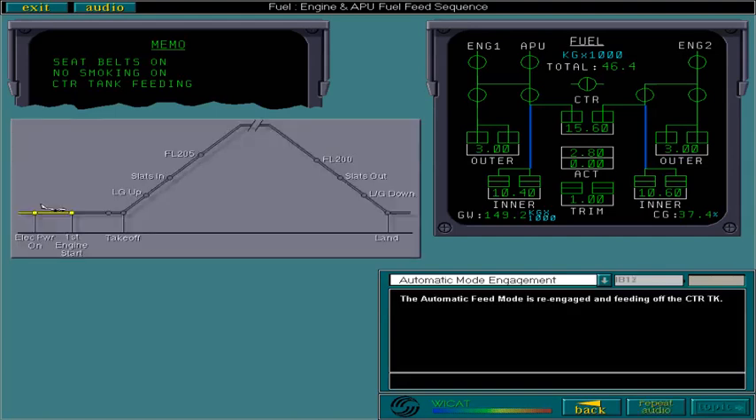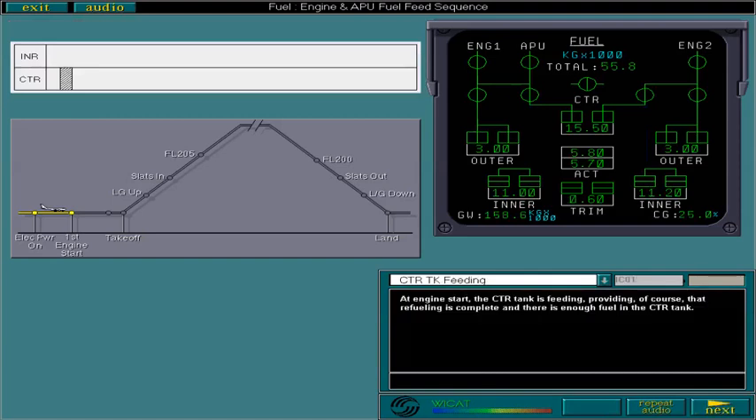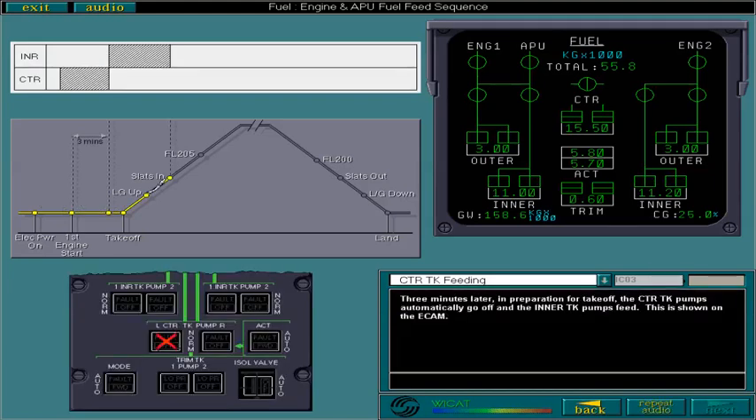Now let's look at the specific times when the fuel supply changes between the inner and centre tanks. At engine start, the centre tank is feeding, providing of course that refuelling is complete and there is enough fuel in the centre tank. 3 minutes later, in preparation for takeoff, the centre tank pumps automatically go off and the inner tank pumps feed. This is shown on the ECAM. The change to the inner tank is basically to ensure that 2 pumps are feeding each engine in case there is a pump failure during the crucial takeoff phase.